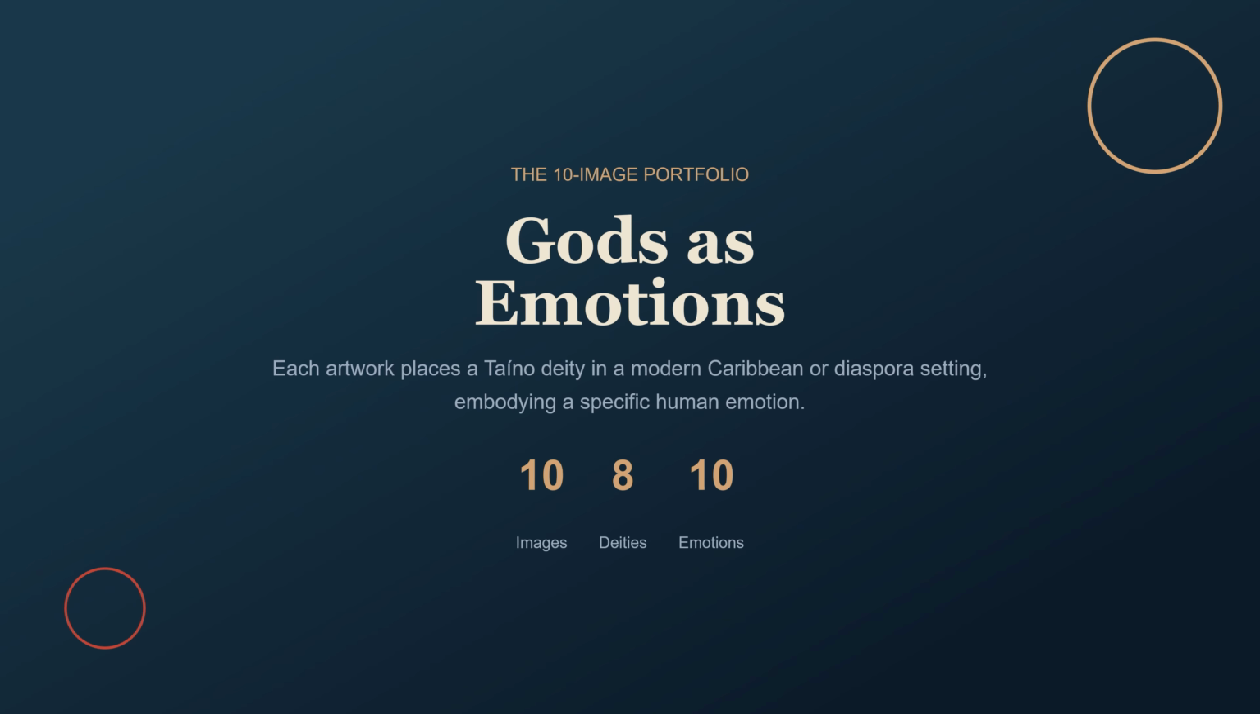So, here's the portfolio: 10 images, 8 different deities, and 10 emotions. Each one places a Taino god in a modern Caribbean or diaspora setting.